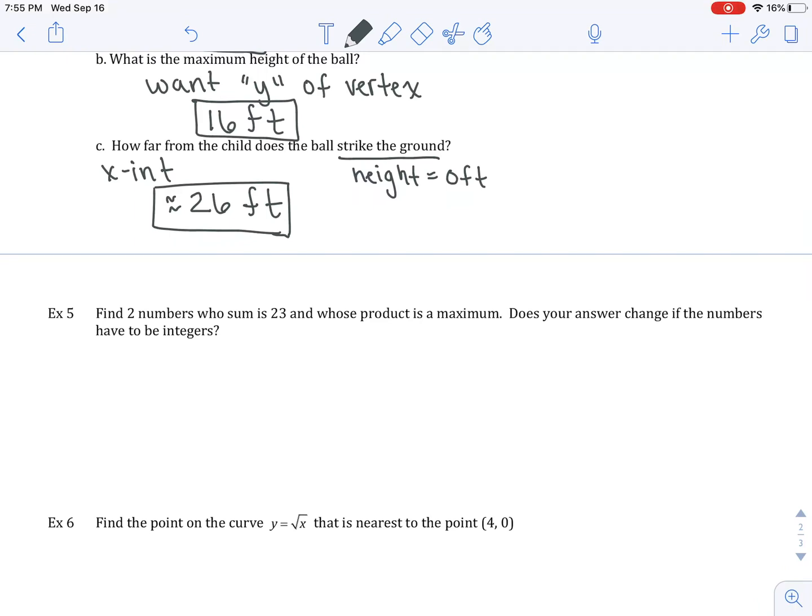All right, we need to find two numbers whose sum is 23 and whose product is a maximum. Does your answer change if the numbers have to be integers? So I'm going to dissect this again. Find two numbers whose sum is 23. I'm going to pause.